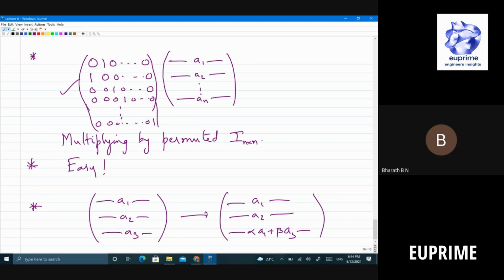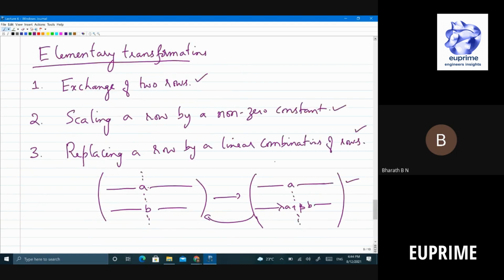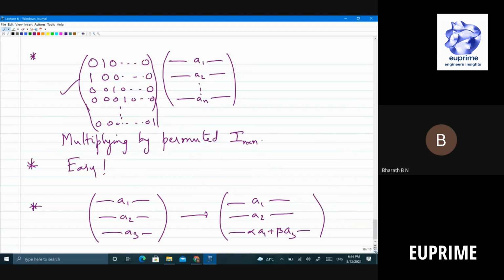So I should caution here: the row under consideration should be included. Okay. So let's see, how do you write this thing? Alpha A1 plus beta A3. What should I do?